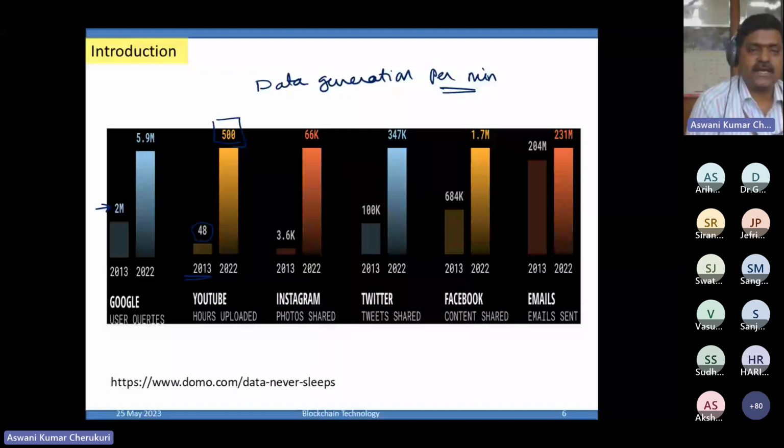So that means in 1 minute, the number of videos uploaded, if you want to view it, is about 500 hours. So you can see the massive amount of data that is getting generated and uploaded. Similarly, Instagram, Twitter, Facebook, emails, whatever we are seeing, we are sending. If you notice, there is no significant difference in the emails sent between 2013 and 22. But when you look at all other social media related data, it is massively increasing.